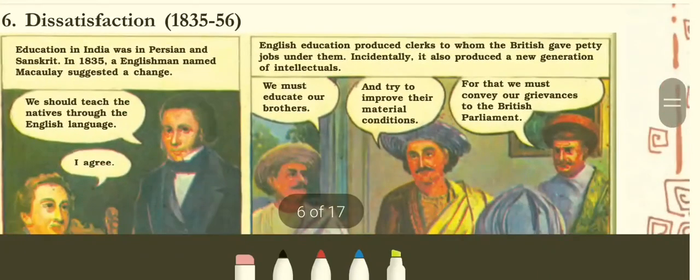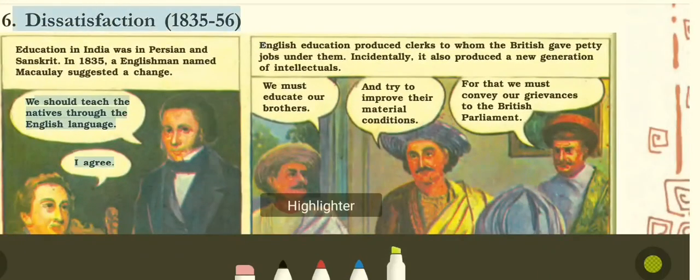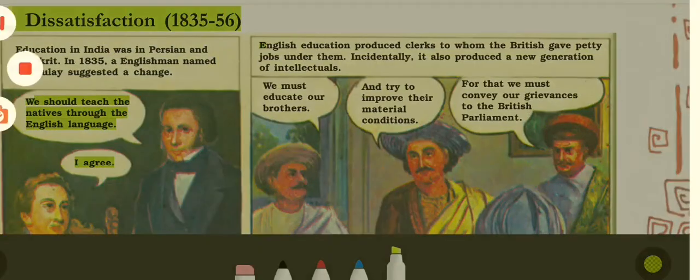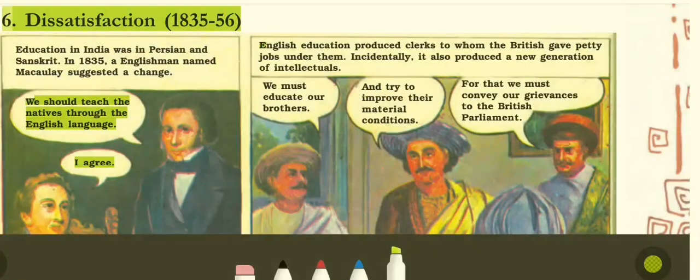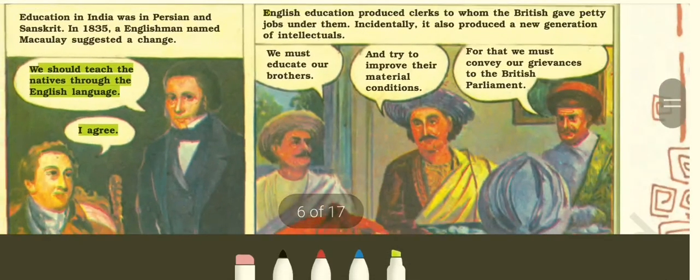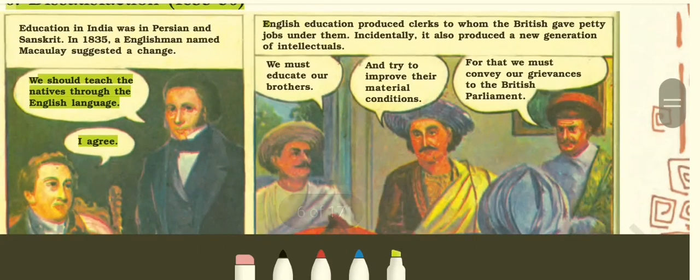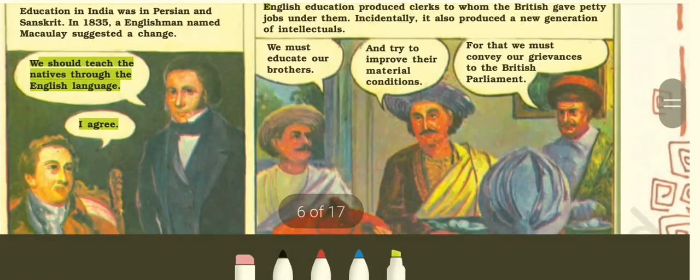So now dissatisfaction. Dissatisfaction occurs when you don't like something that is really gruesome. So now education in India was in Persian and Sanskrit. In 1835, an Englishman named Macaulay. So this Macaulay has caused a lot of problems in the Indian education system. He suggested a change. He said we should teach natives through the English language. So this wasn't fair, isn't it?